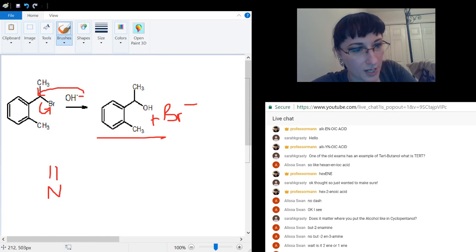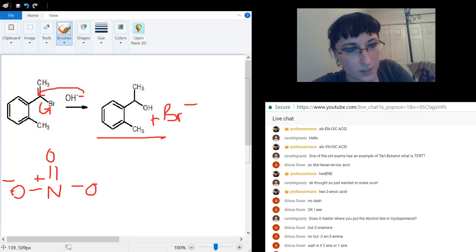Then for the nitric acid, you have to draw the Lewis dot structure so we can see it. Nitric acid's kind of weird because the nitrogen and one of the oxygens has a formal charge on it.